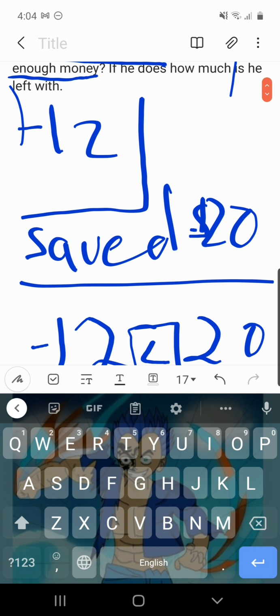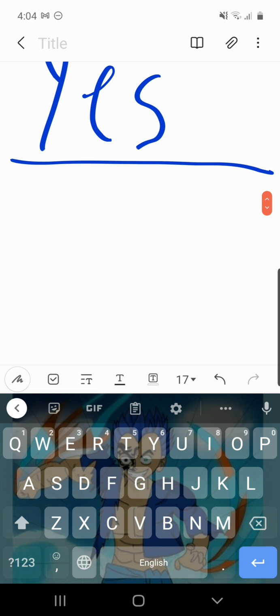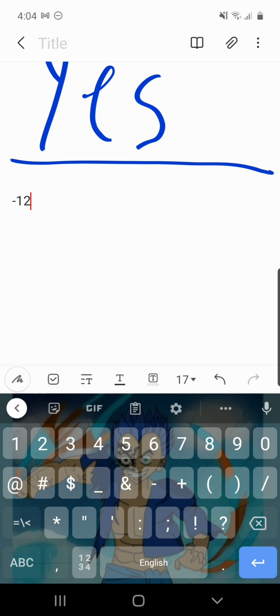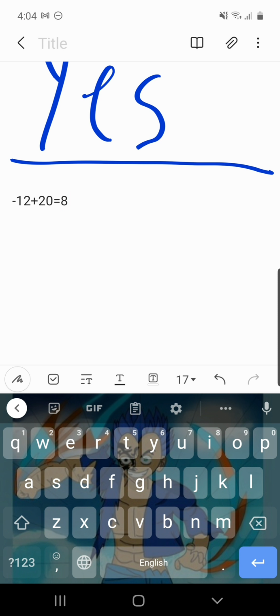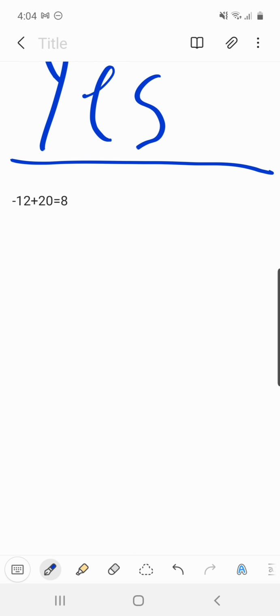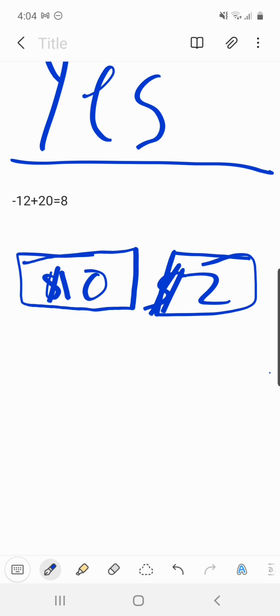Now, how much is he left with? So the equation was negative 12 plus 20 equals 8. Now, to help out with that, I'm going to take $1. This is a $10 bill. Now, this is a $2 bill. Okay? Those exist. Now, that's how much he's in debt.